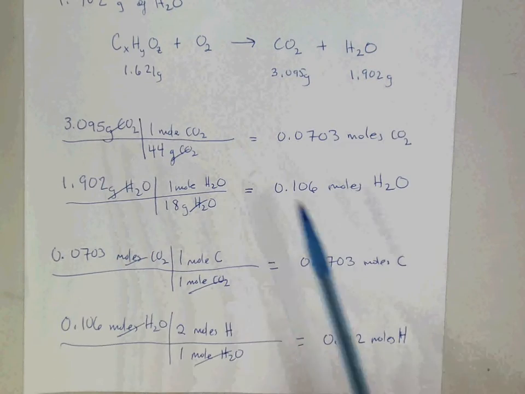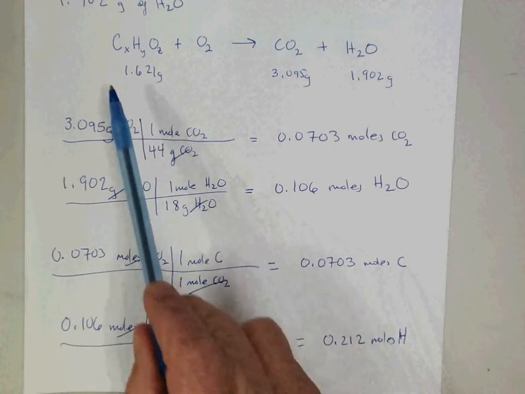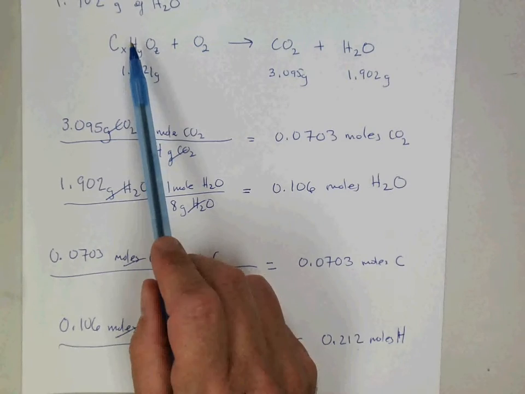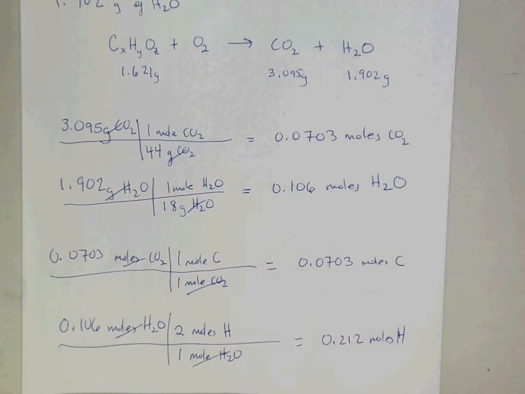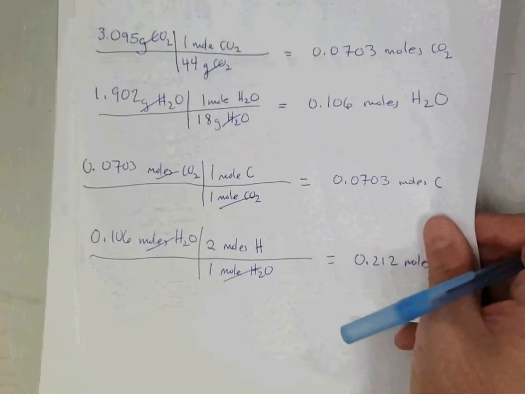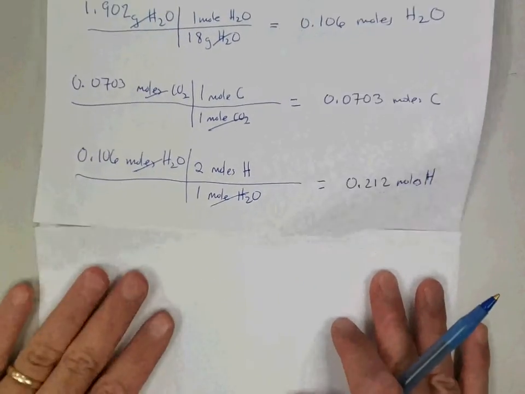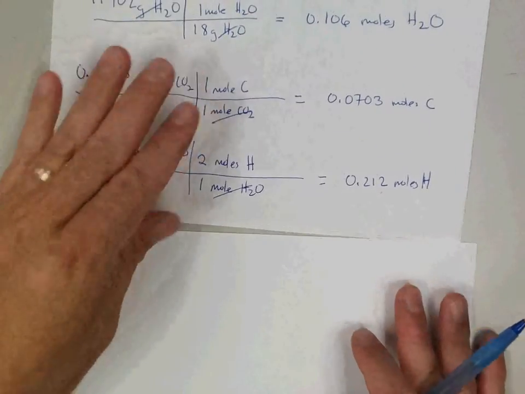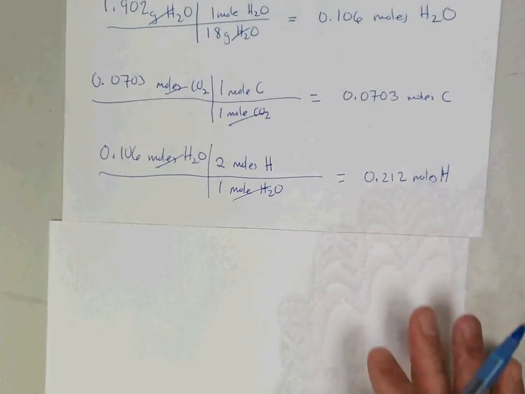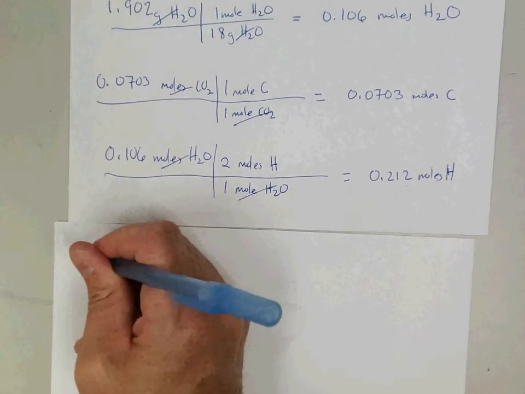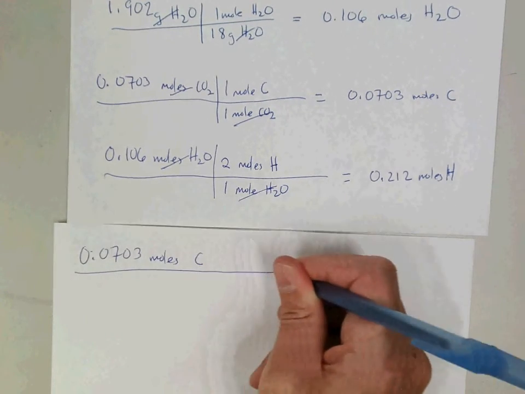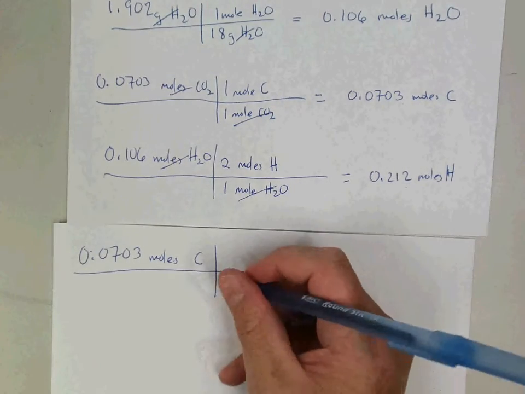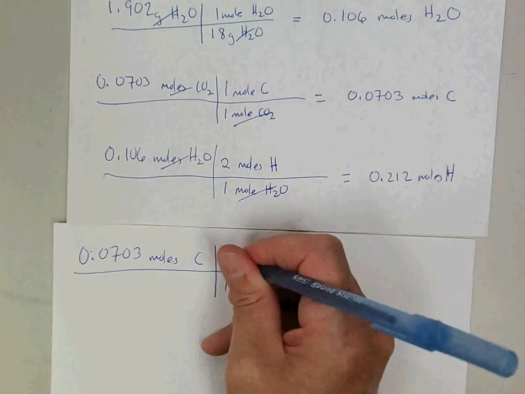Not grams of carbon dioxide, but grams of carbon. Then we would know how many grams of carbon we had and how many grams of hydrogen, and we know how many grams total. We could figure out how many grams of oxygen were in this molecule. So we're going to work a little backwards. Okay? And we're going to start with the moles of carbon. So we had 0.0703 moles of carbon. And we know that in 1 mole of carbon, there's 12 grams.